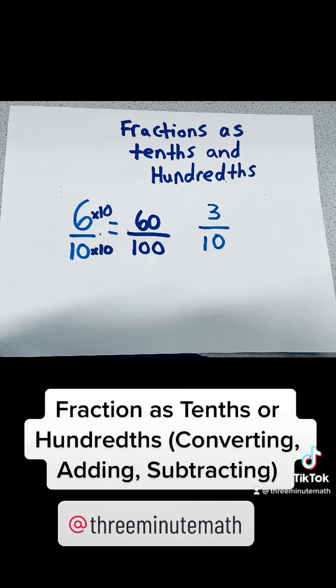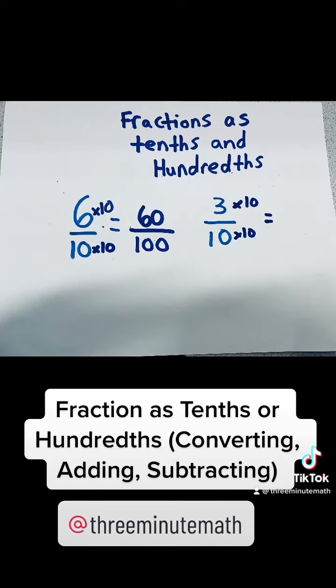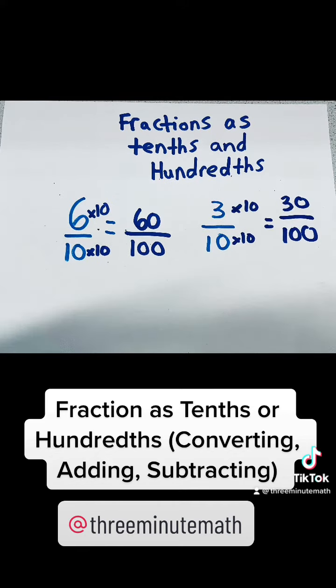Let's try another one. 3 tenths. I will multiply the denominator by 10 to make my denominator 100, but I will also multiply the numerator by 10. If I do this, I end up with 30 over 100.